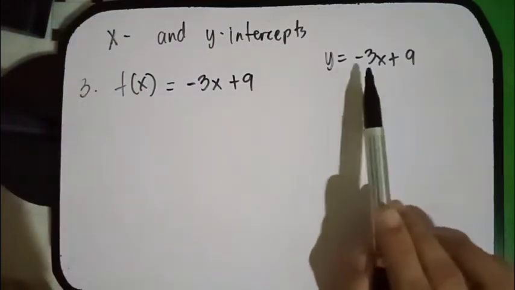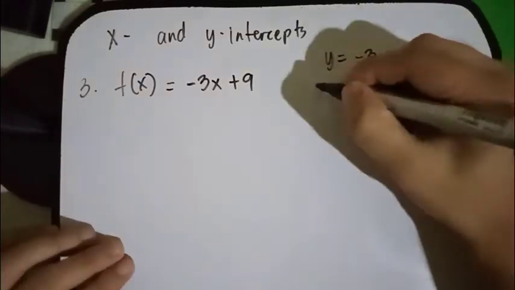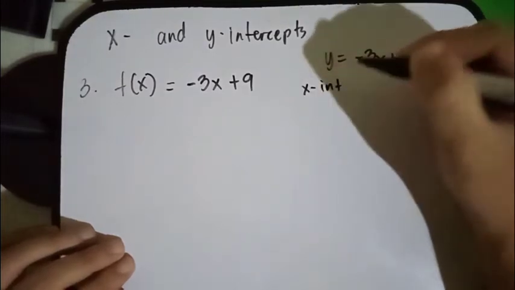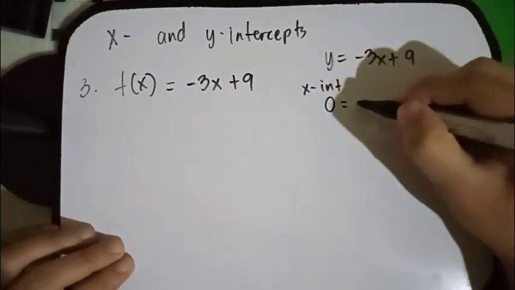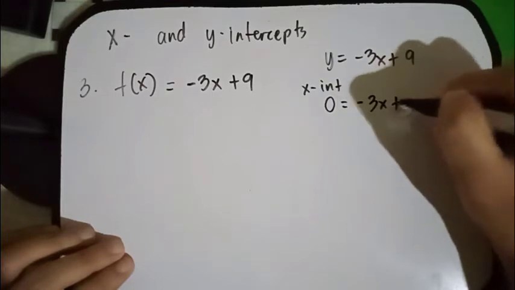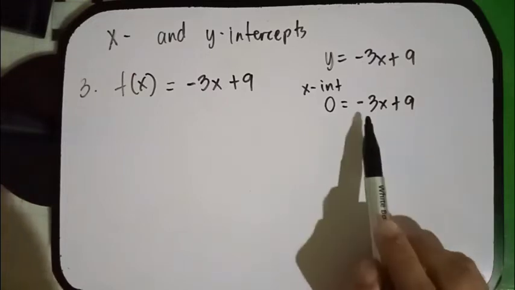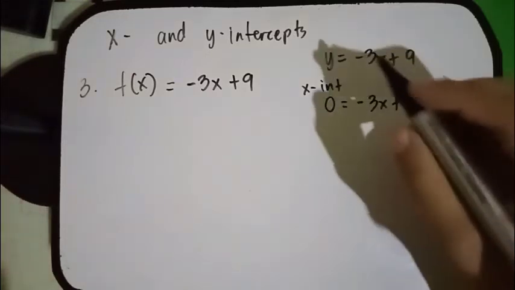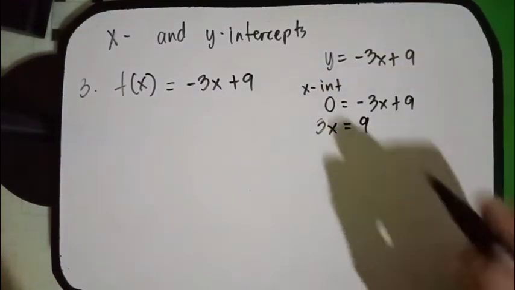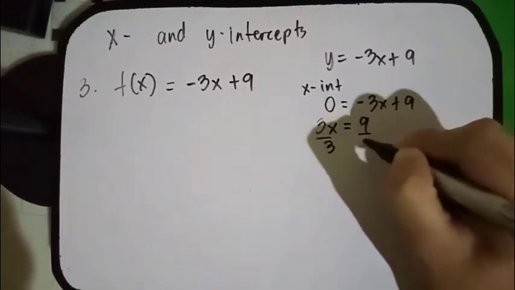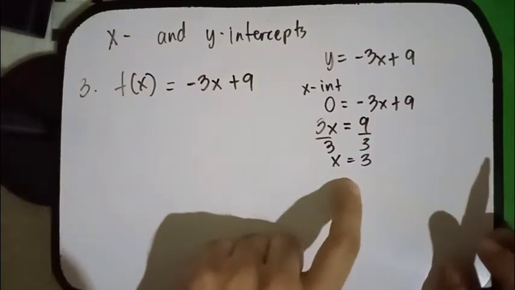So, to get the x-intercept, i-zero mo lang itong y. And then, isolve for x. Okay? So, x-intercept muna tayo. Bale, i-zero natin yung y. Okay? So, y magiging 0 na. Tapos, equals negative 3x plus 9. And then, after nun, isolve natin for x. So, i-transpose muna natin yung negative 3x sa kabila. So that we have 3x equals 9. Ayan. And then, divide both sides by 3. We have x is equal to 3. So, therefore, yung x-intercept natin ay 3.